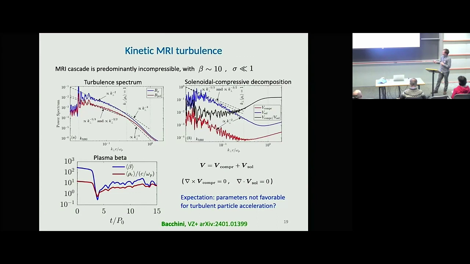And the main things to know about this turbulence is it's mostly incompressible, so it's solenoidally driven. It's somewhat subrelativistic. It has a beta which is about 10, and it has a magnetization which is much less than 1. And the expectation for these parameters is that they're not really favorable for turbulent particle acceleration, based on what we know from the pristine simulations.